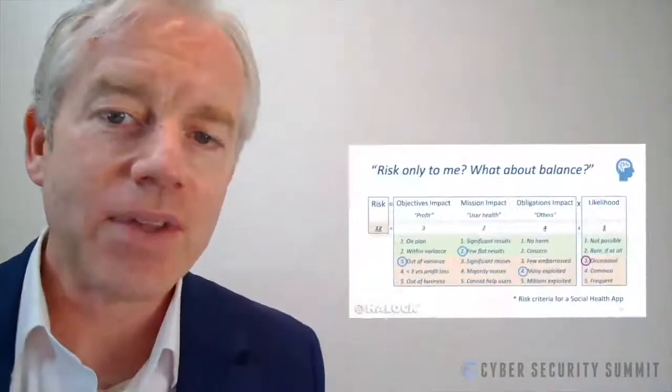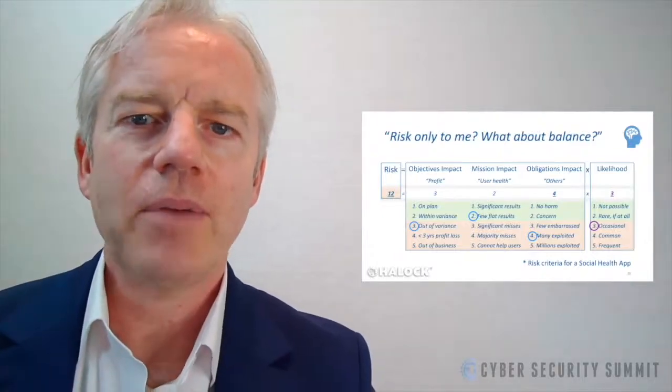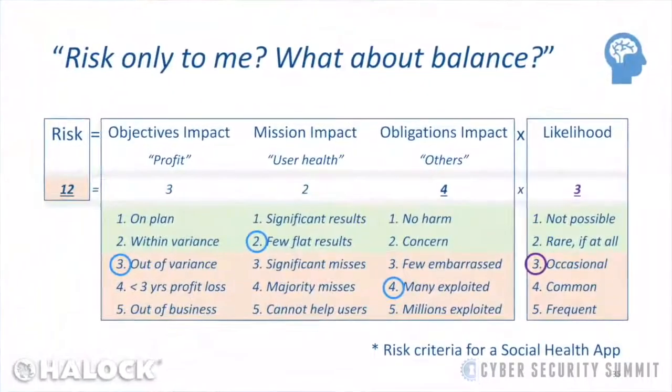So now that I've got the basis for determining what's acceptable to one impact area, I'm going to have to go back to what those regulators and judges were talking about. It's not just impact to me, it's impact to others, and it's impact to my mission or my utility. How do we describe that? Well, I've already described profitability. This is what risk assessment criteria might look like for a social health application.